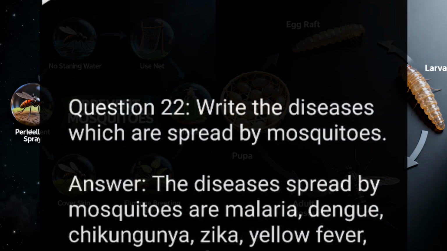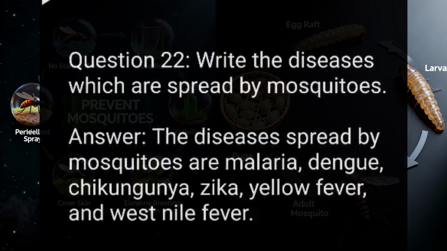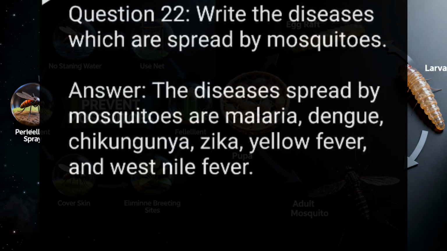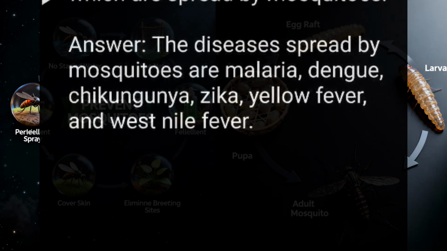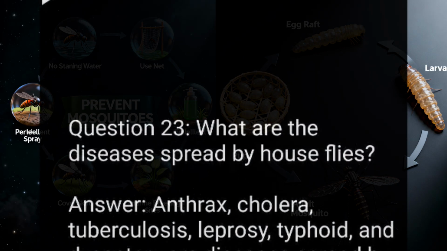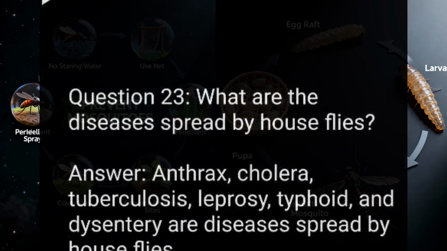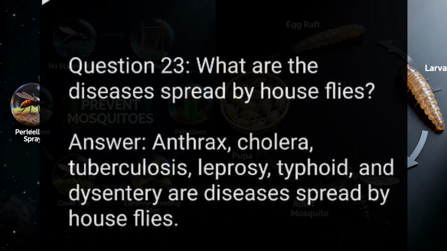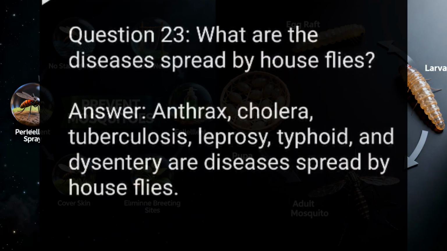Question 22. Write the diseases which are spread by mosquitoes. Answer. The diseases spread by mosquitoes are malaria, dengue, chikungunya, Zika, yellow fever, and West Nile fever. Question 23. What are the diseases spread by houseflies? Answer. Anthrax, cholera, tuberculosis, leprosy, typhoid, and dysentery are diseases spread by houseflies.